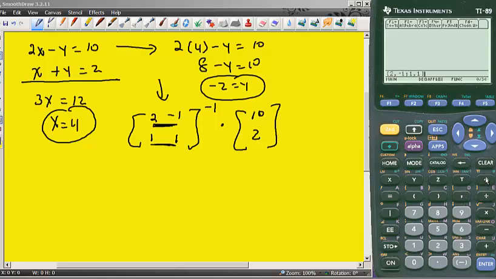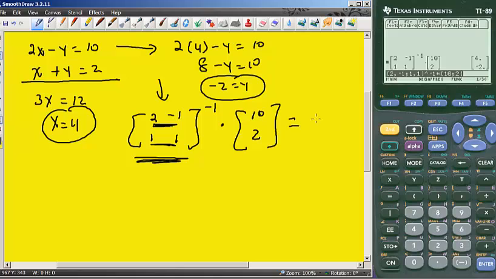That means I'm going to raise this to the power of negative 1. And that's what this is right there. And I'm going to multiply that by the second matrix, which is bracket, and then I'm going to go 10. But the next row, that means I have to use a semicolon, which is above 9, and 2, and then close my brackets. Okay, and I hit enter. And I should get 4, negative 2. And there it is. Okay, and this turns out to be 4, negative 2. And that is my x, and that's my y.